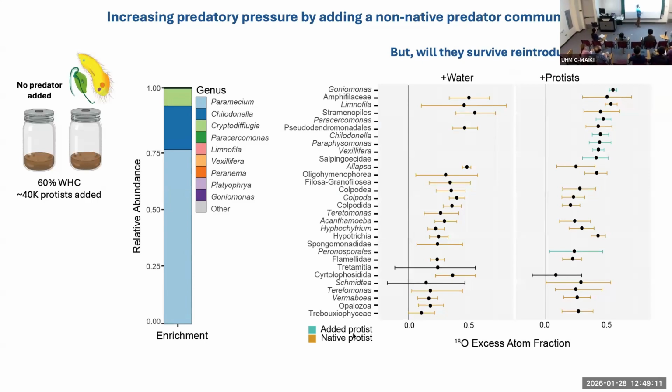We can see here what is actively incorporating 18O when we just add water, and what is actively incorporating 18O when we add our protists in water. And in these light blue colors, you can see the organisms that we added from our enrichment. And you can see that they are not present in the soil that we were using for the analysis. So we can say they are alive and they are potentially affecting the communities in the soil.